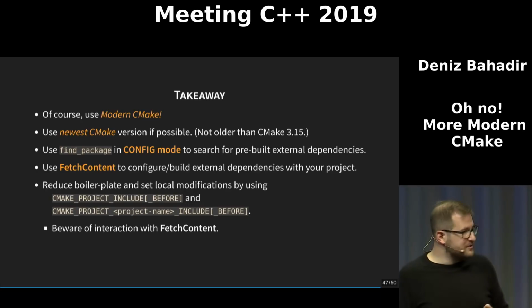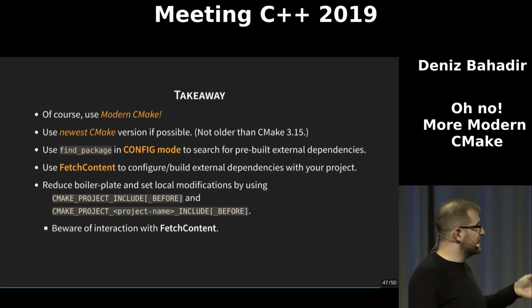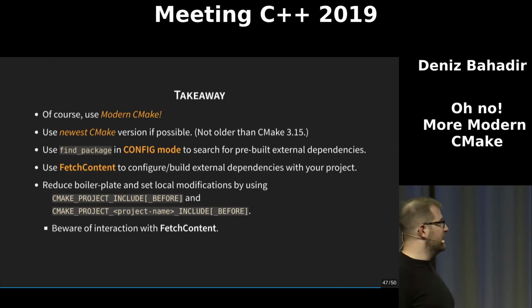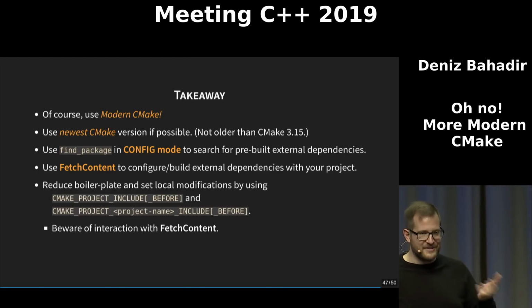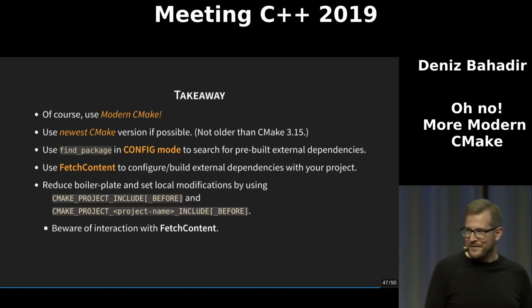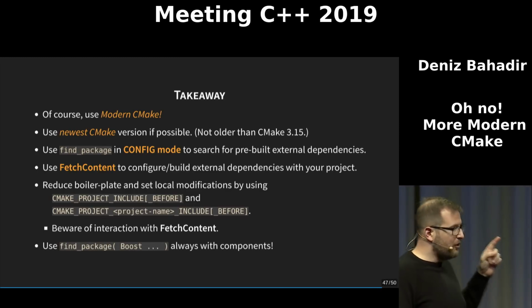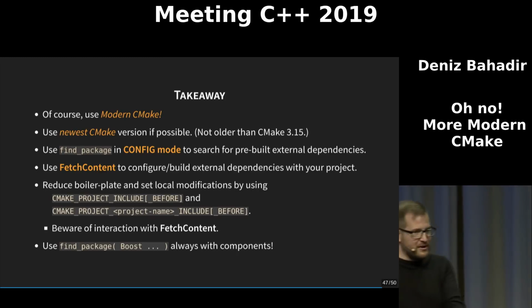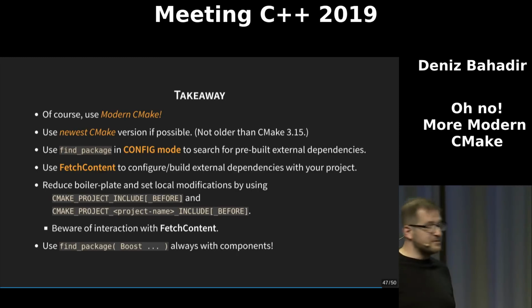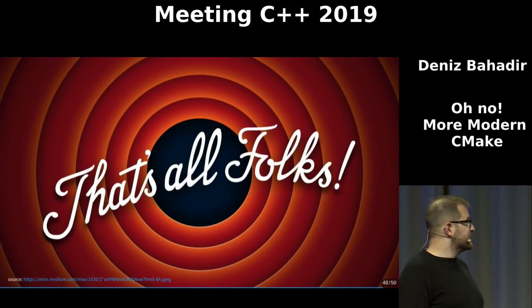And if you want to reduce some boilerplate code, try to use CMAKE_PROJECT_INCLUDE or the include-before variant and the other thing with the keyword there. But beware of the interaction with FetchContent, that you might have to unset one of these variables before. And with Boost, I would say always use the component full version, so always give the COMPONENTS keyword, and then at least the headers. If you're only looking for the headers, don't use it without components because that might change in the future. And with that, I would say I'm done.